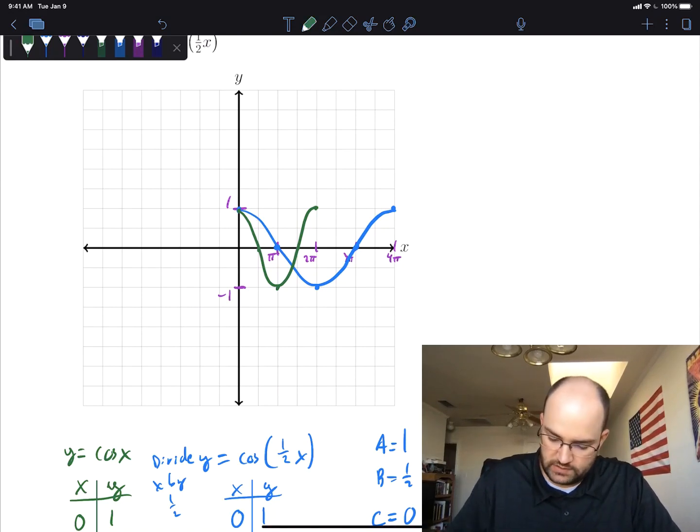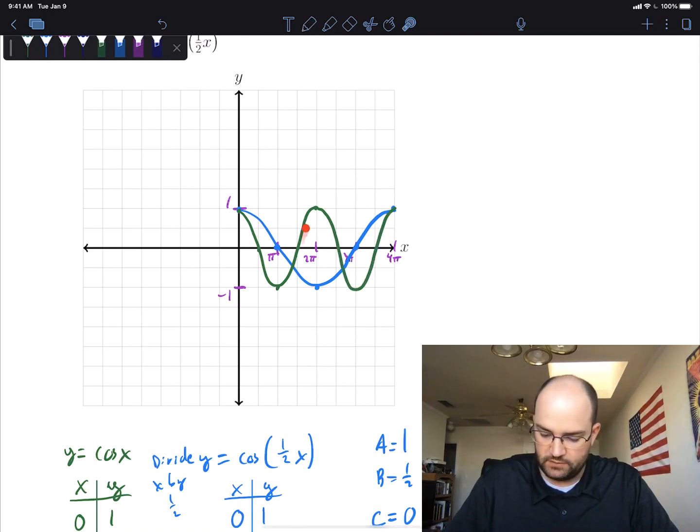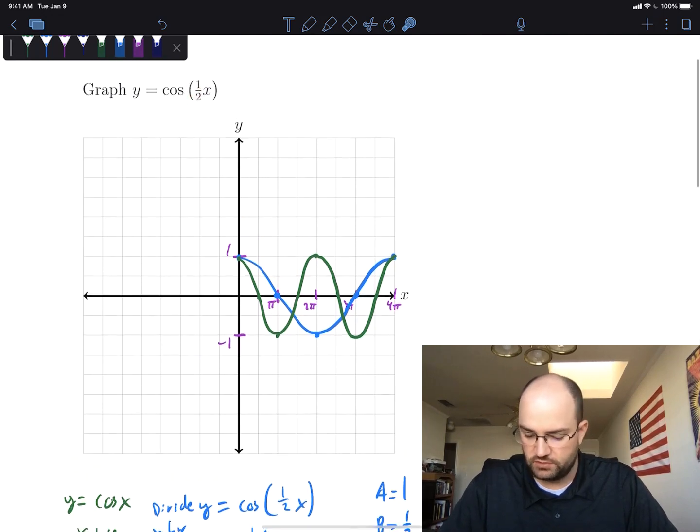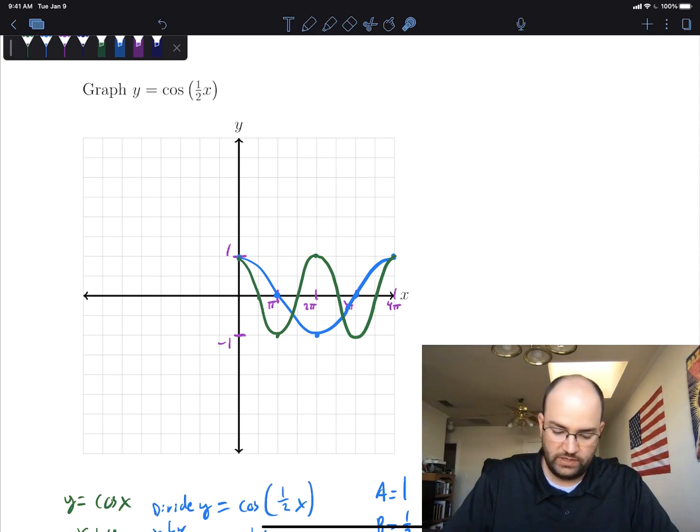Notice that within this, I can actually fit 2 full cycles of the original into this one. So notice that the frequency of the blue one here, the actual transformed function, is actually half as large as the other. So this is actually helping us figure out the frequency and the period as well.